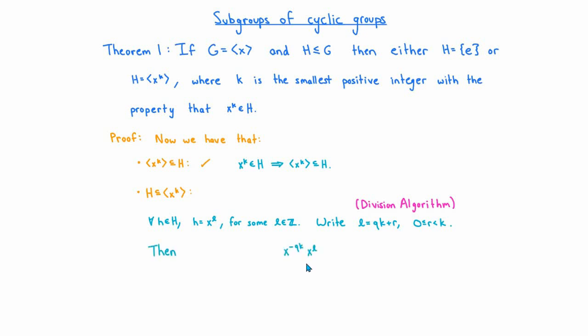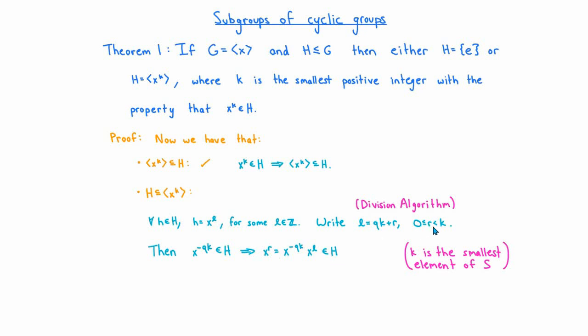Well, here the key is to multiply x to the L by x to the minus qk. And since the group generated by x to the k is a subset of H, we know that x to the minus qk is an element of H. Well, here I'm multiplying together two elements of H, and since subgroups are closed under multiplication, I know that I'm going to get another element of H. But when I multiply together x to the minus qk times x to the L, by properties of exponents, I'm just left with x to the r. Okay, but now k was chosen to be the smallest positive integer with the property that x to the k is an element of H.